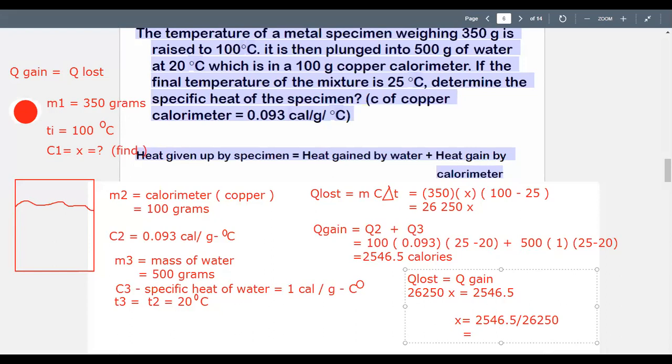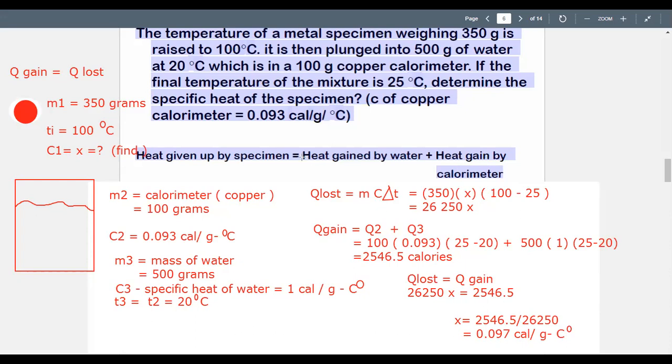0.097. That's calorie per gram. So this is the specific heat of the unknown specimen. If there's a table listed there, we can look at the table and identify what metal is very near to this one.